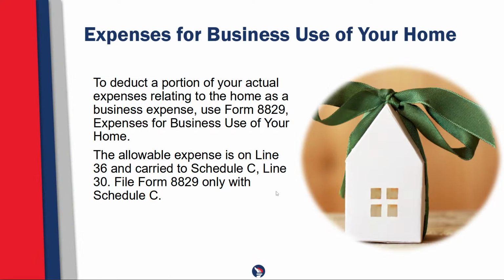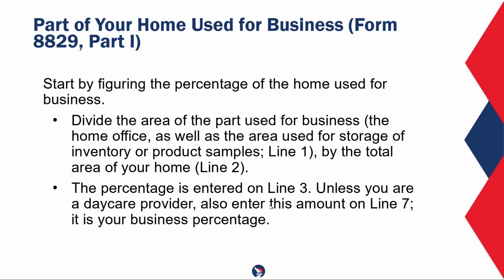To deduct the actual portion of expenses related to your home, use Form 8829. So first we need to figure out the business area of my home. I could do it by square feet. The IRS is fine with any reasonable determination method, and most of the time it's going to be square feet. You look at the entire area of your house, and then you look at the area of your office, and then come up with a percent.